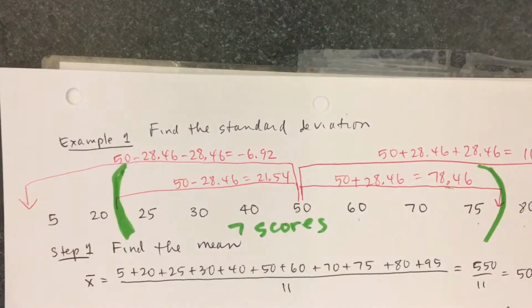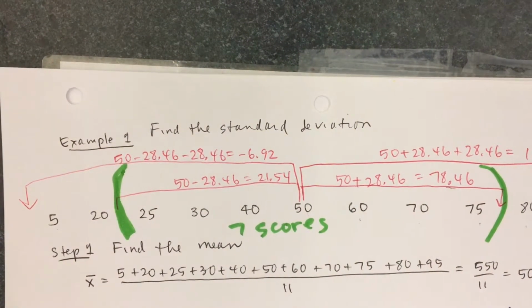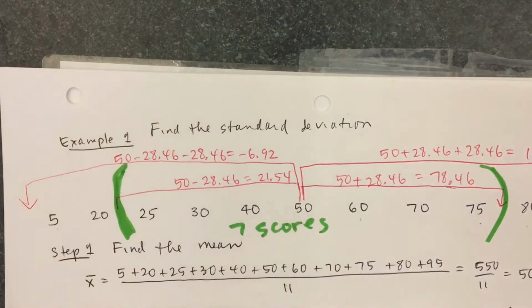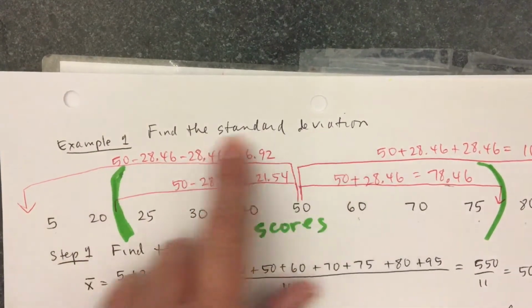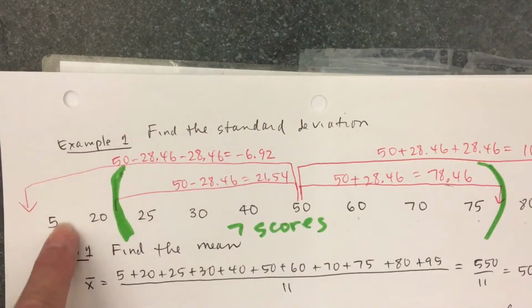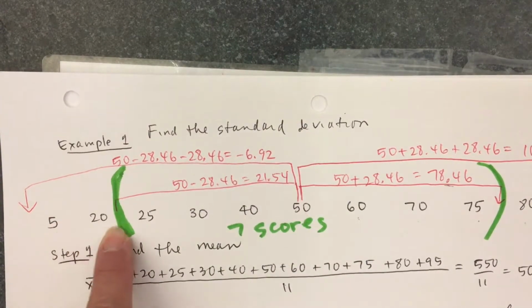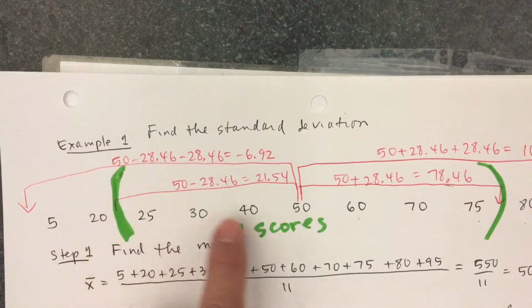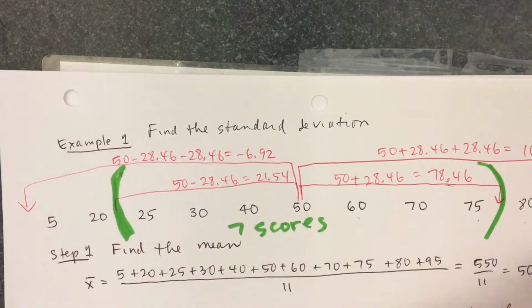I will do this exact same problem that's showing up right now. A couple of things about the layout. I wrote my directions right here. The problem starts here, 5, 20, 25, 30, 40, 50, 60, and so on.